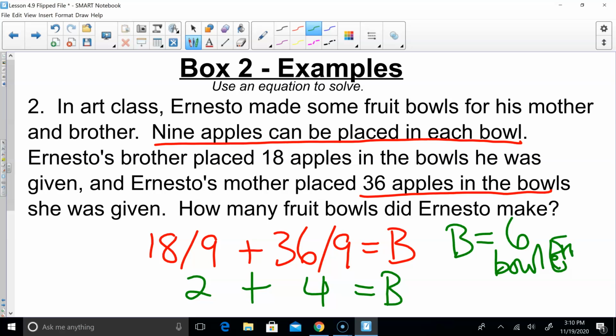Ernesto made. Probably should add fruit bowls too, 6 fruit bowls, since we're putting apples in them. And there you go. So you can pause that one. You can write down that problem to help you out with your examples.